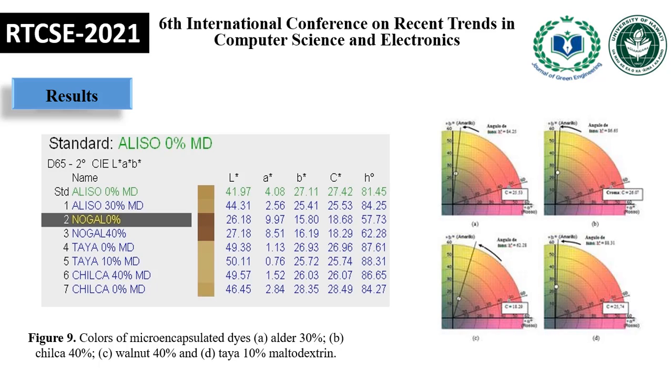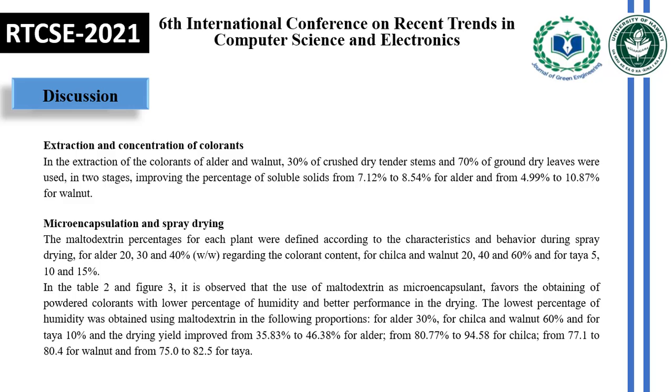Figure 9. Colors of microencapsulated dyes: A, alder 30%; B, chilca 40%; C, walnut 40%; and D, taya 10% maltodextrin.